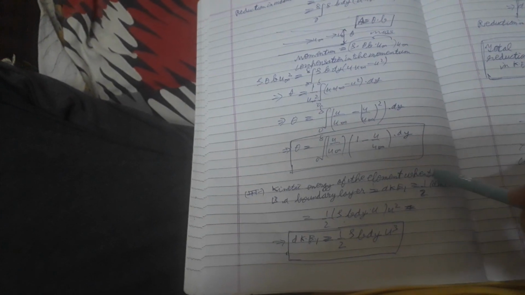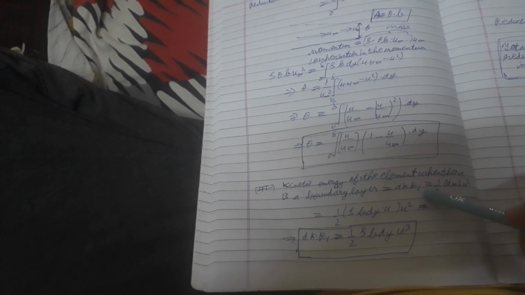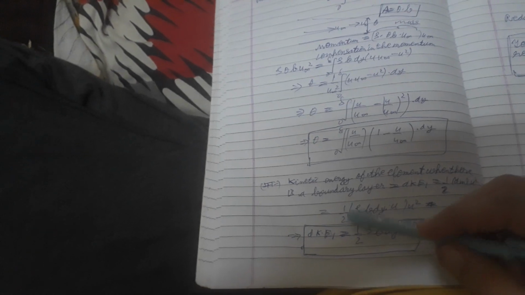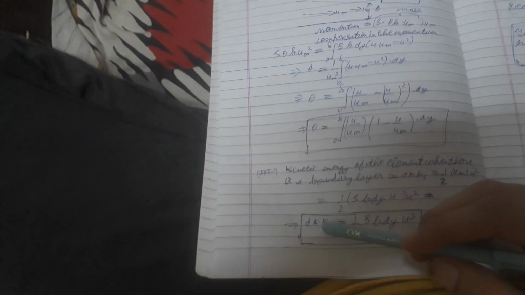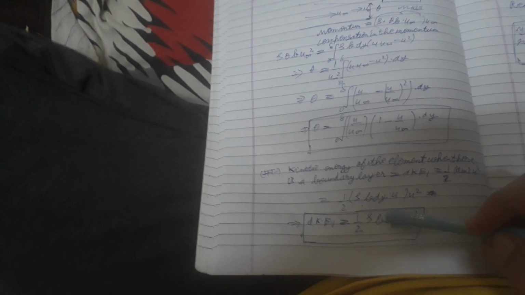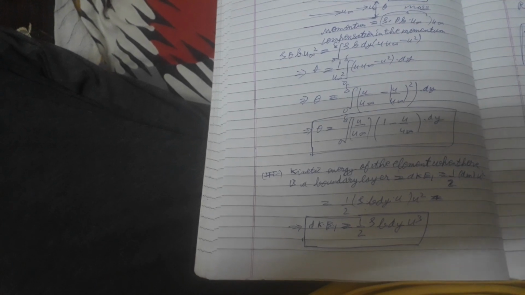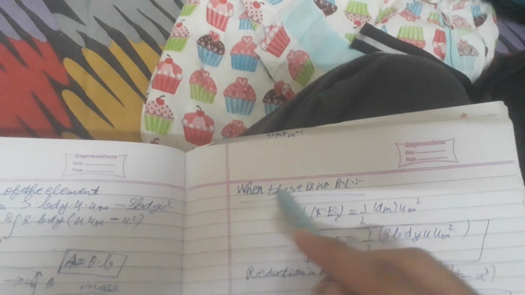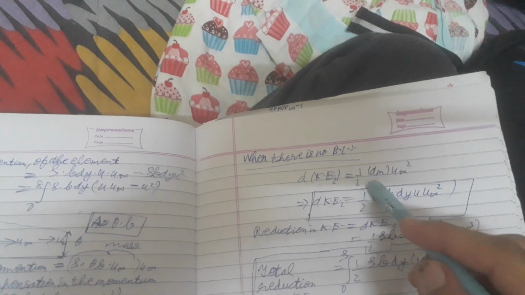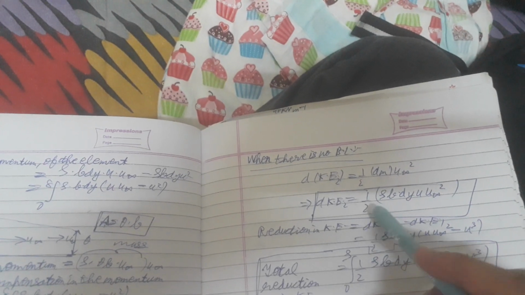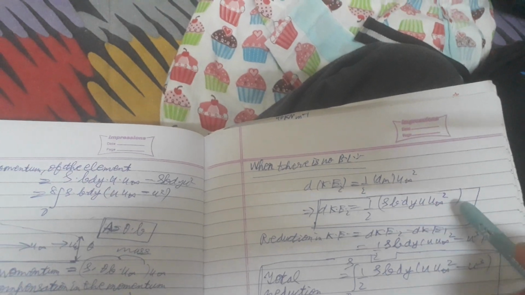Third, kinetic energy of the element where there is a boundary layer: dke1 is equal to half dm into u square, which is equal to half rho into b dy into u square, implies dke1 is equal to half rho b dy into u cube. When there is no boundary layer, dke2 is equal to half dm into u infinity square, implies dke2 is equal to half rho into b dy into u infinity square.